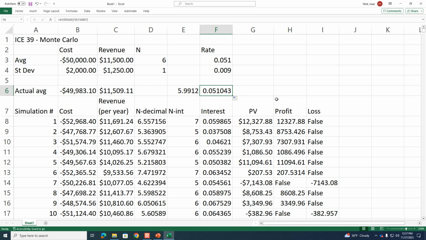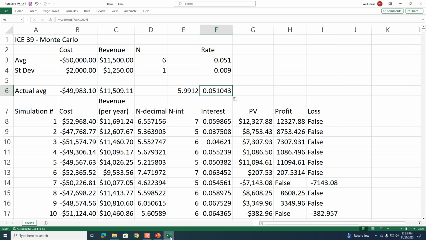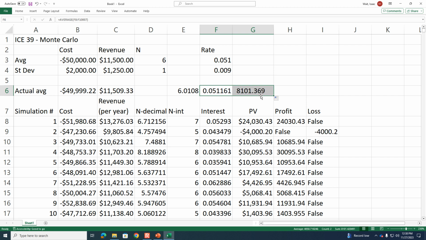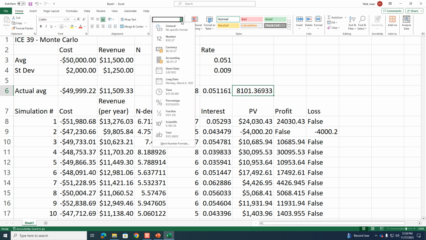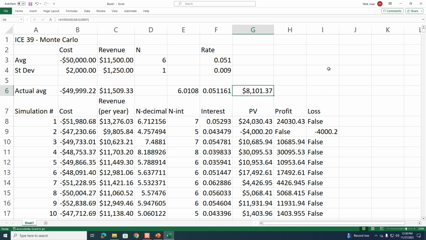Okay, so the first question, if we look at what it's asking, what's the average present value of this distribution of outcomes? And so we want to know what's the average of this. So I already have the average formula going. I can just drag that one more column to the side. And just to make the point that this is money, let me format this as currency. So for this simulation, it's 8,100, but if I press F9, it's going to update it again.